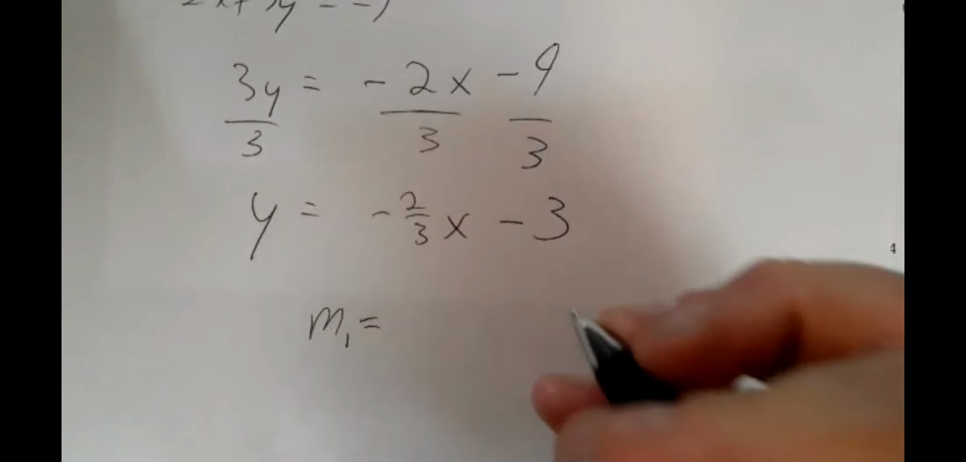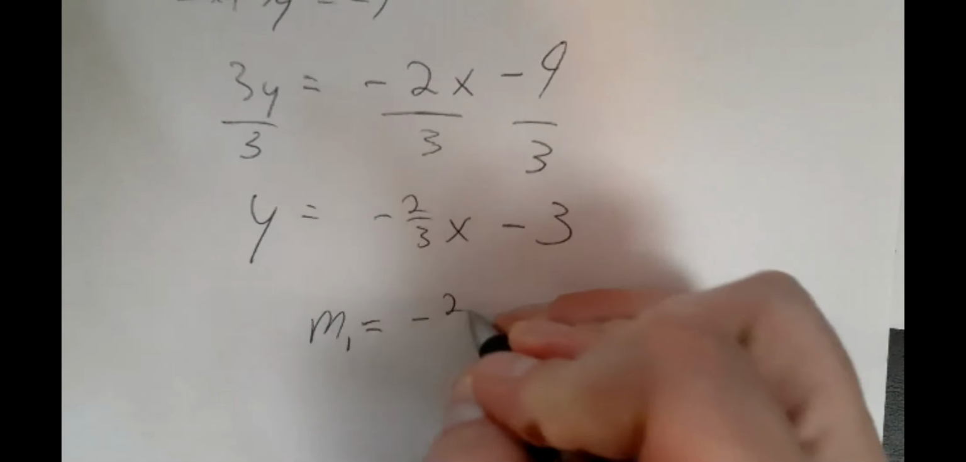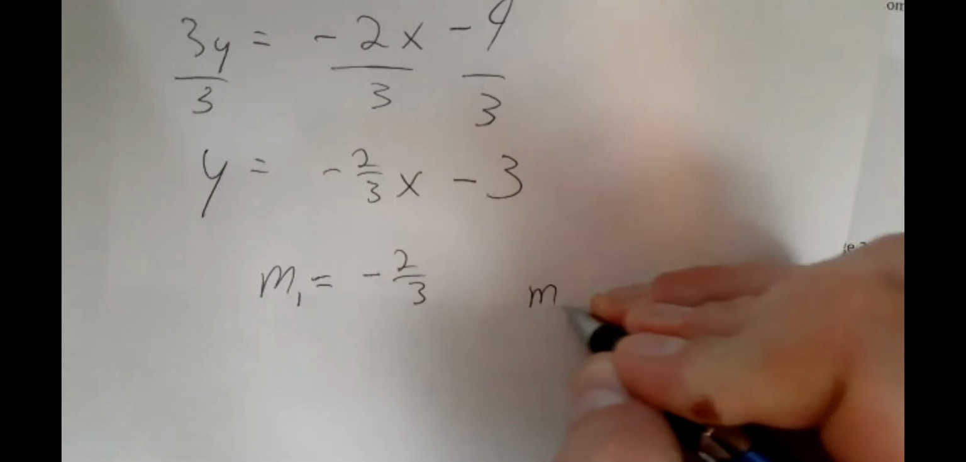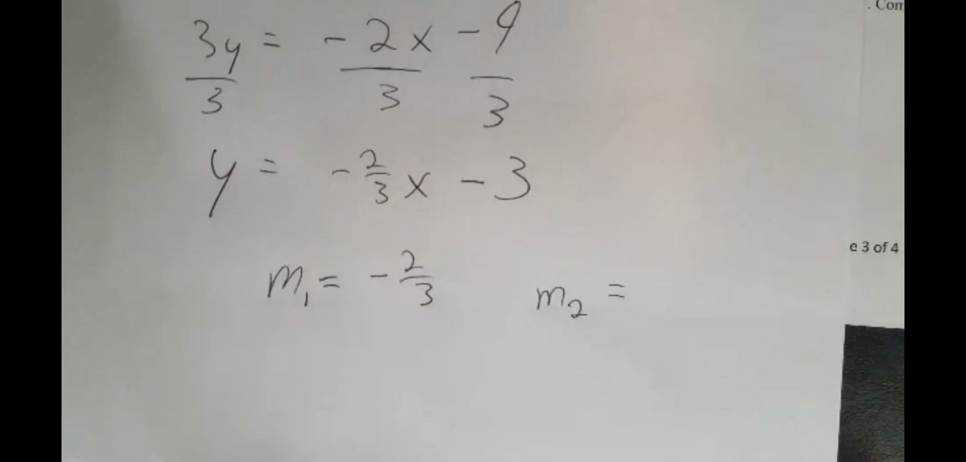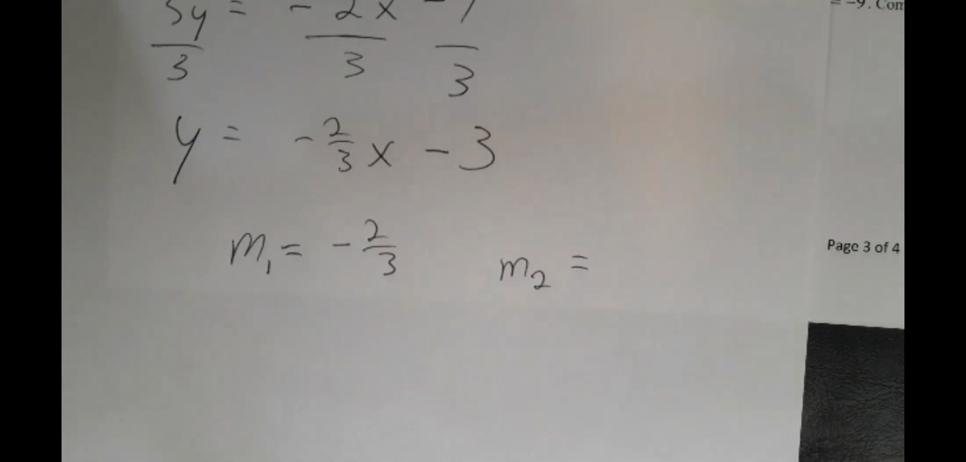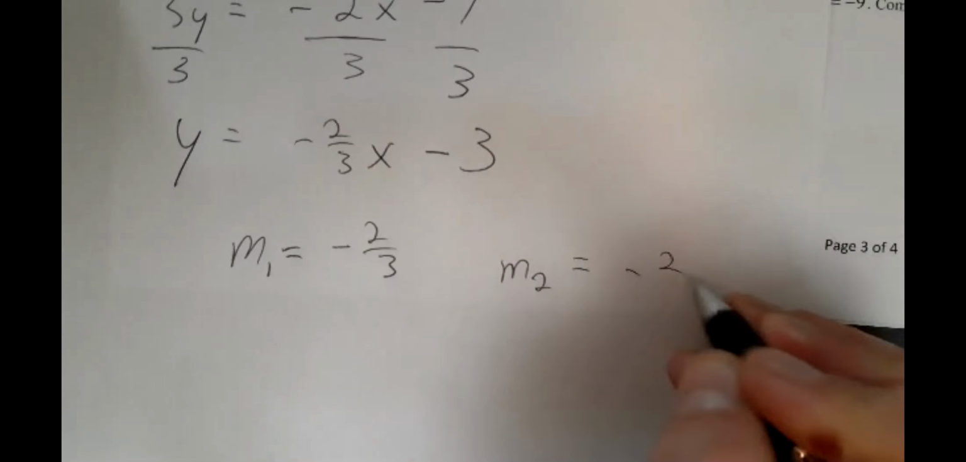And this is my first slope. So the slope of this line is -2/3. If I want the line that is parallel, we talked about this last section. If two things are parallel, they have the same slope.